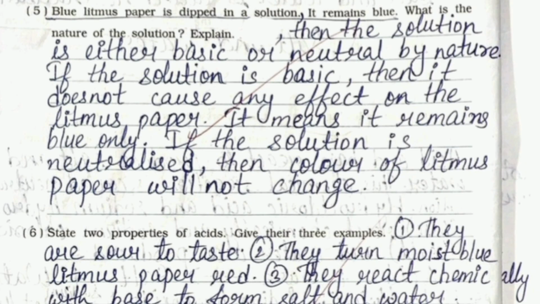Fifth one, blue litmus paper is dipped in a solution. It remains blue. What is the nature of the solution? Explain. Blue litmus paper is dipped in a solution. It remains blue. Then the solution is either basic or neutral by nature. If the solution is basic, then it does not cause any effect on the litmus paper. It means it remains blue only. If the solution is neutral, then the color of litmus paper will not change.